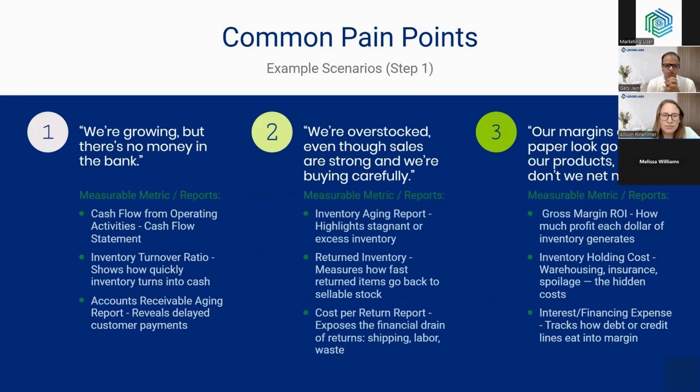For example, let's talk about this problem. We are growing, but there's no money in the bank. The metrics that would be helpful for you would be cash flow, inventory movement, or outstanding AR. If you're saying we are overstocked, even though the sales are strong, then maybe the inventory aging report, return processing time, and true cost of returns are likely the key numbers that you may want to explore.